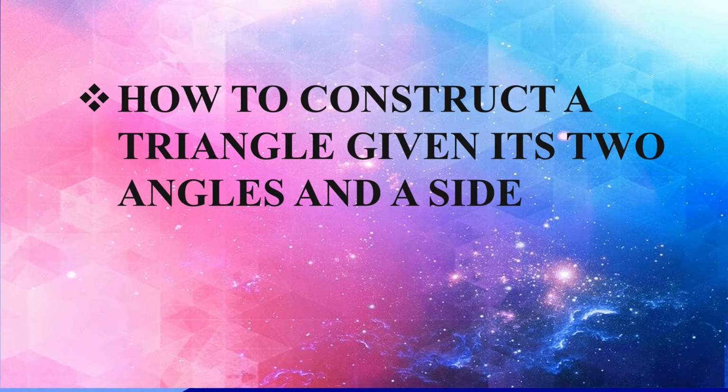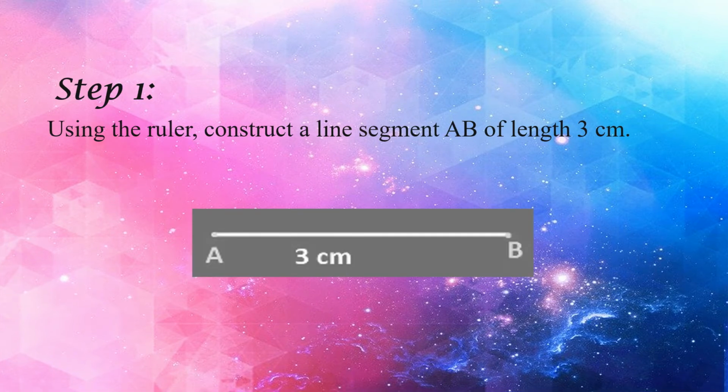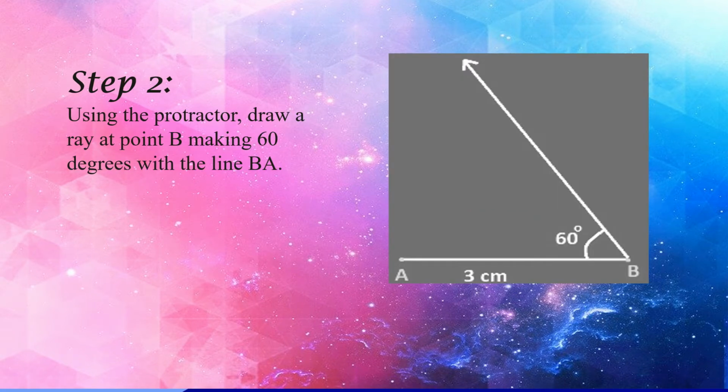Let us say we have triangle ABC. The measurements of the angles are angle CAB is equal to 45 degrees and angle ABC is equal to 60 degrees, and the length of the side AB is 3 centimeters. So what are the steps? Step 1. Using the ruler, construct a line segment AB with a length of 3 centimeters. Step 2. Using the protractor, draw a ray from point B marking 60 degrees from line AB.